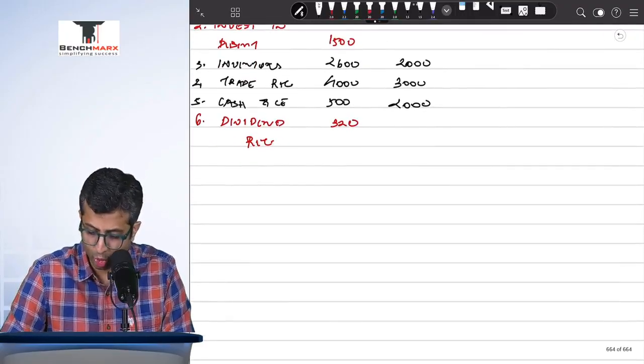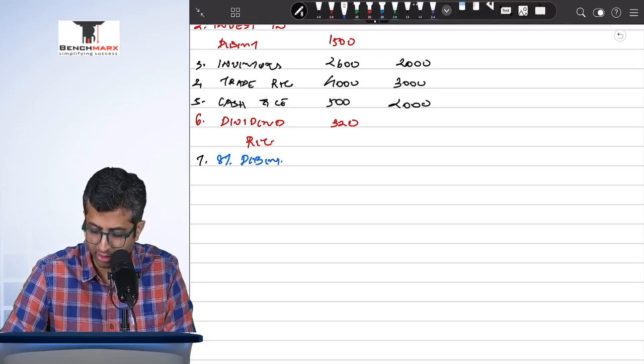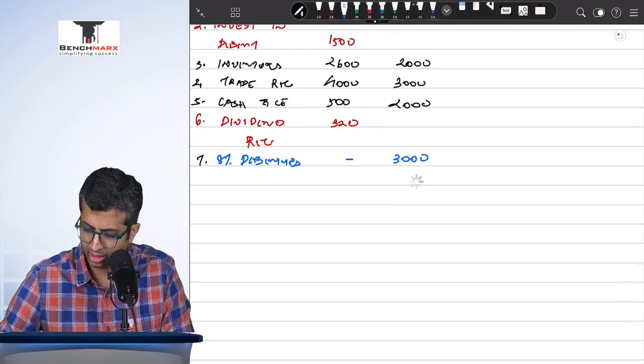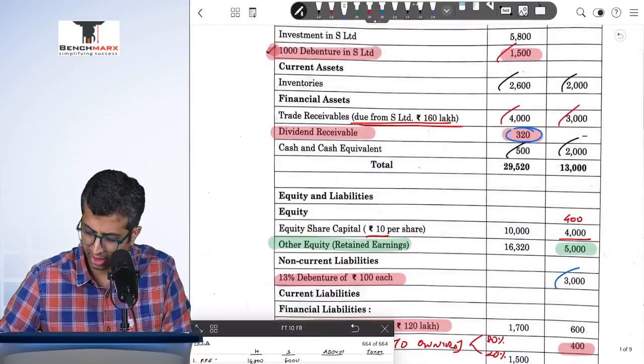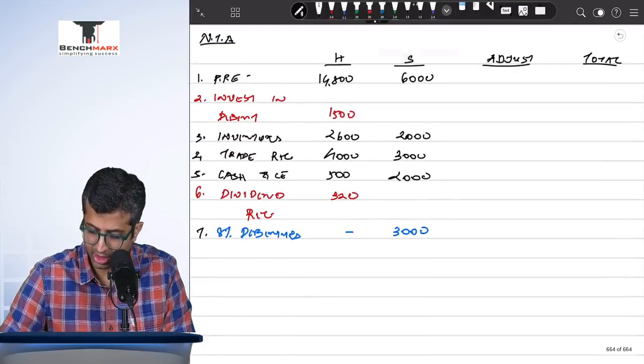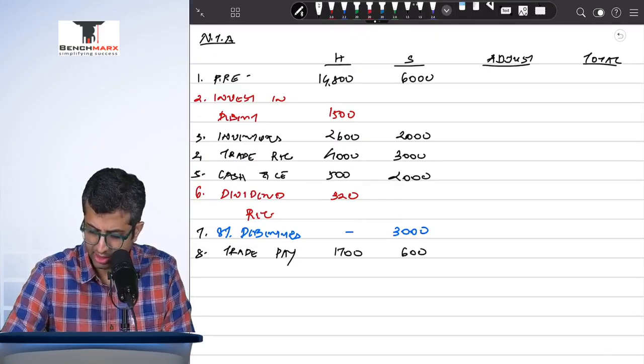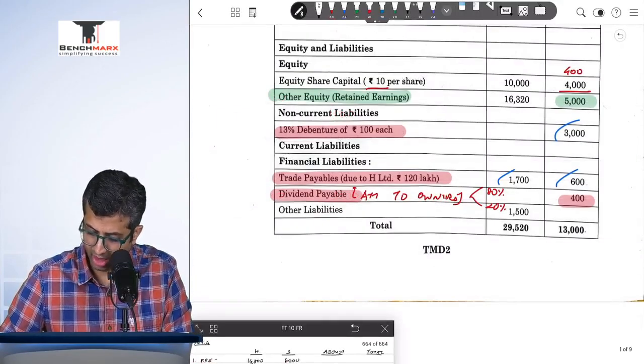Next you go to point number 7, which will be your 8% debentures. Share capital data we will show separately. So this is 8% debentures. This is, I think, appearing at 3,000 over here, and hence this is 3,000. Trade payables is 1,700 and 600. This is, let us say, trade payables 1,700 and 600.